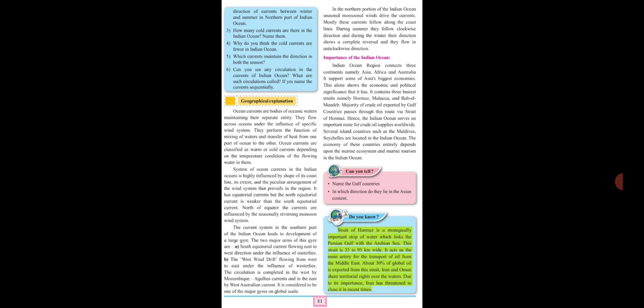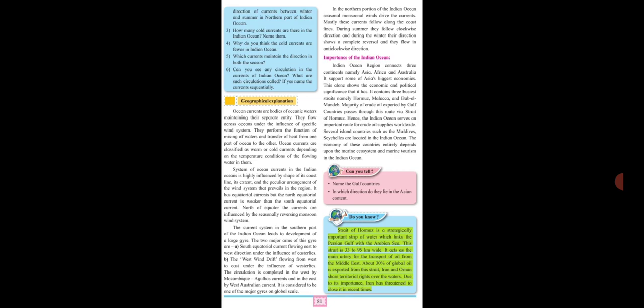Now, if you look at this map, part A, it basically shows you the Bay of Bengal, the currents which are flowing. The arrows in pink color are the warm currents, and the arrows in blue are the cold currents. If you see how they flow, you can identify the differences between figure A and B, since ocean currents are classified as warm or cold depending on the temperature conditions of the flowing water in them.